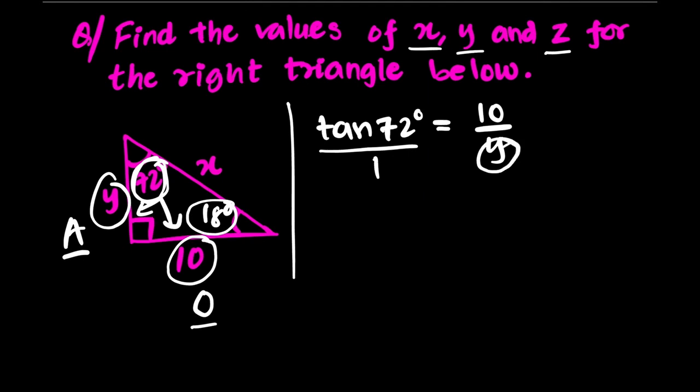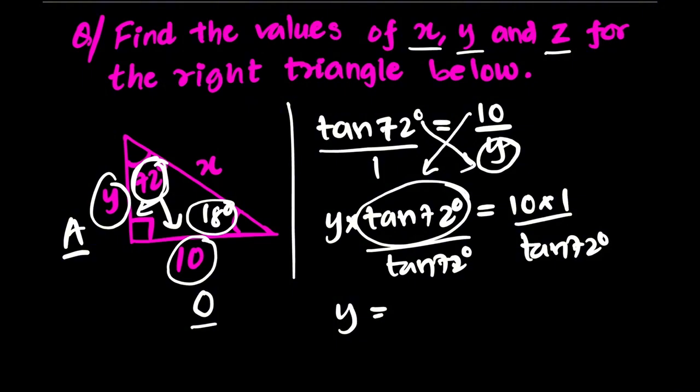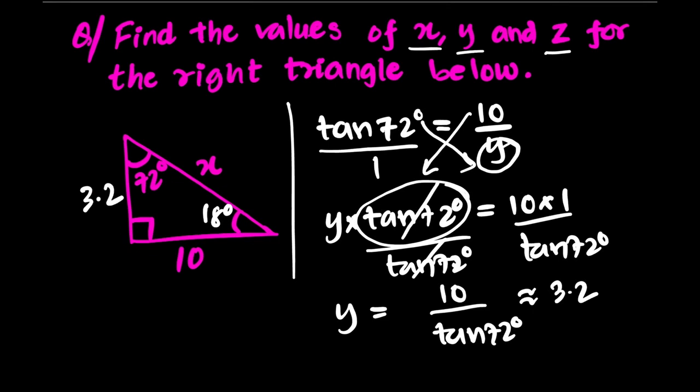To find the value of y, cross multiply this proportion, which becomes y times tan 72 degree equals 10 times 1. Remove this tan 72 degree from the side of the equation by dividing tan 72 degree on both sides of the equation, which gives us y equals 10 divided by tan of 72 degree, which is approximately equal to 3.2. So the value of y equals 3.2.